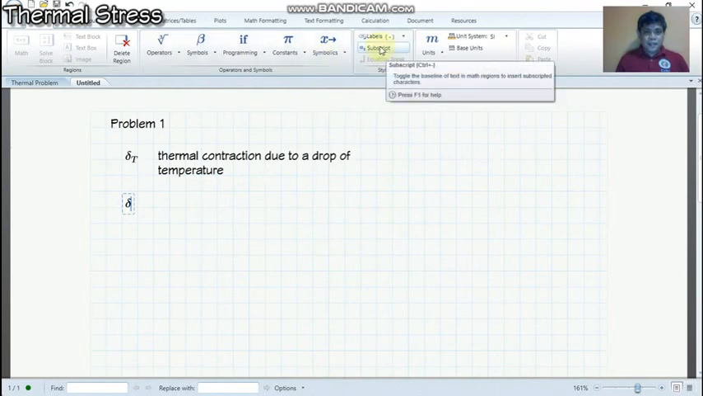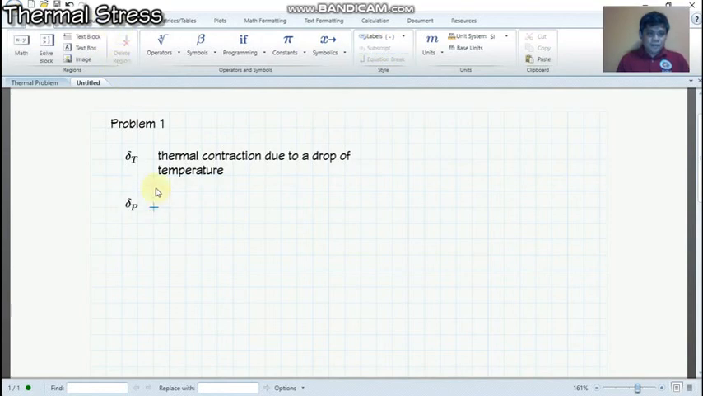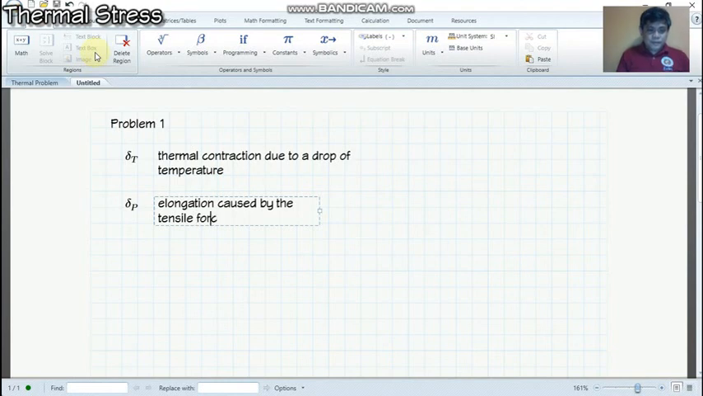And let's say this delta P is the elongation caused by the tensile force in the bar. Okay, so these are our variables.